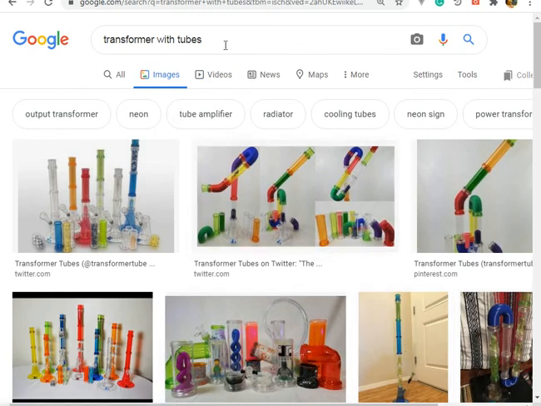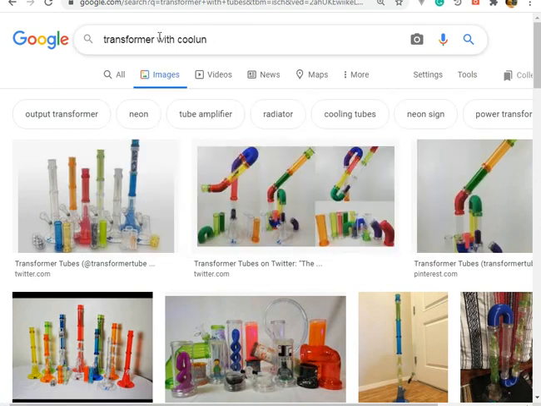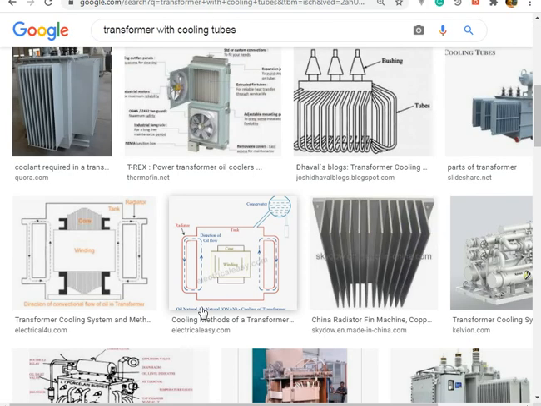Wow, what type of this? Transformer with cooling tubes. ये वो मूवी वाले ट्रांसफार्मर भी नहीं है, पता नहीं क्या चीज निकाली है इसमें. Anyway, I still can find it.